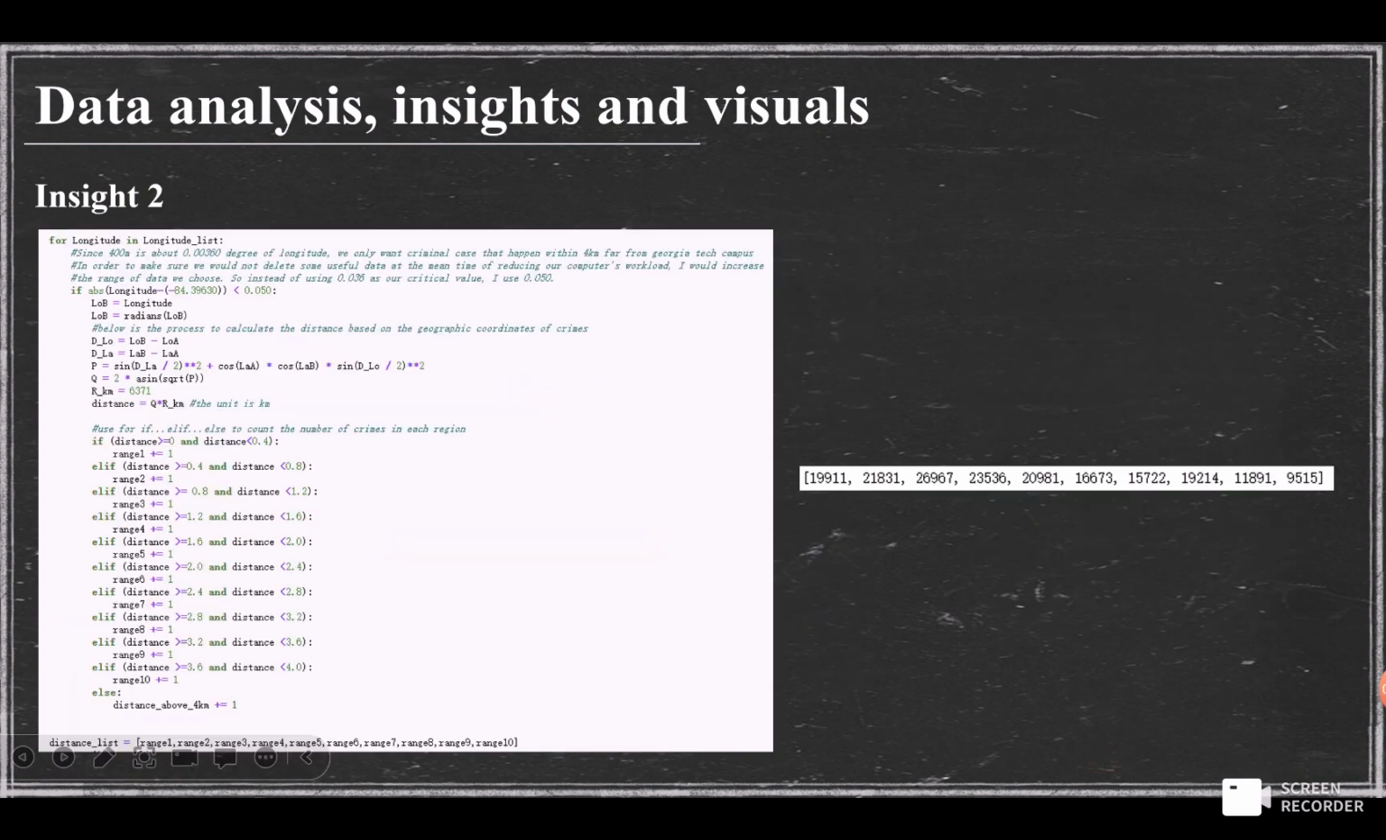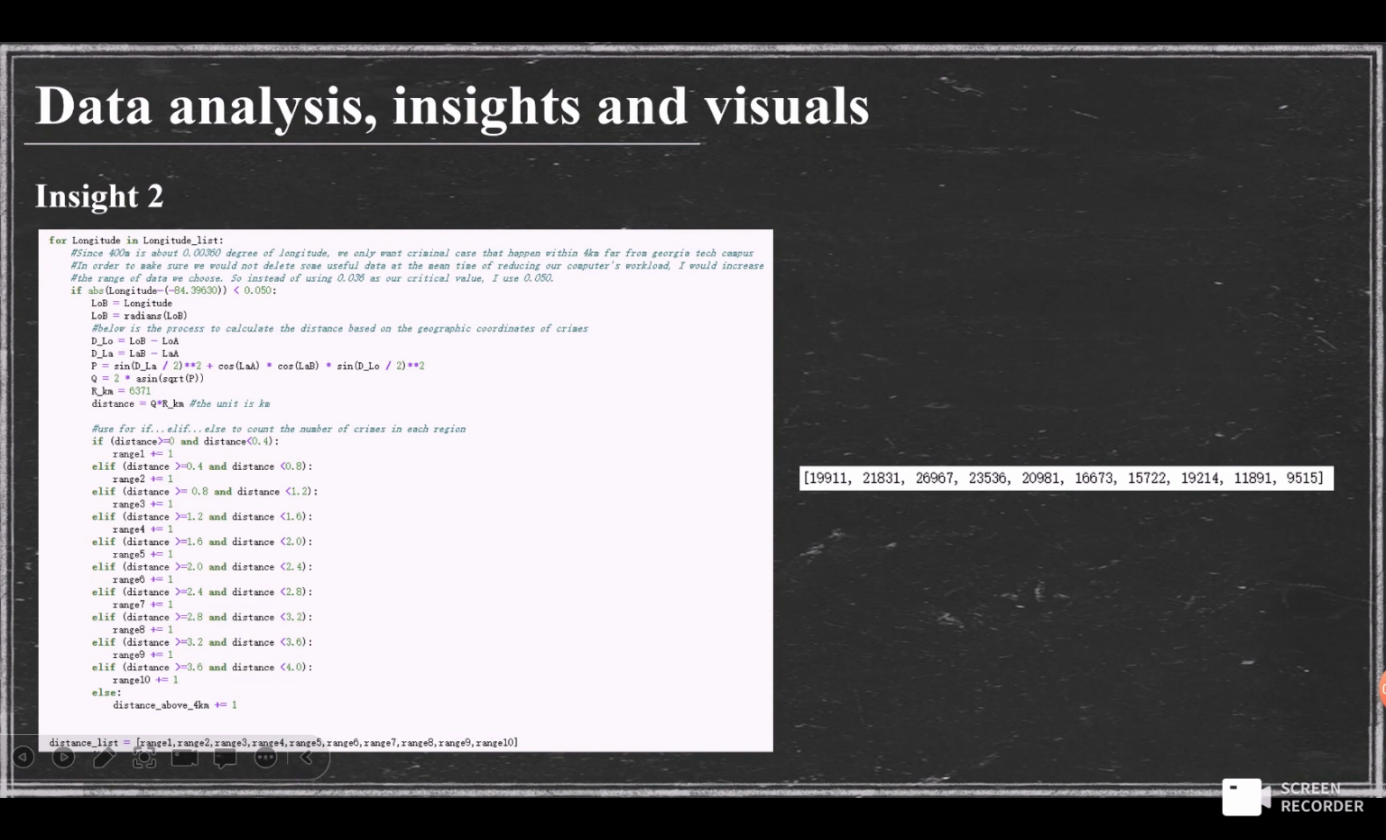Next, we are going to talk about the relationship between the number of criminal cases and the distance between the Georgia Tech campus and other areas. We first use the geographical coordinates and some arithmetic methods to calculate their distance in kilometers.